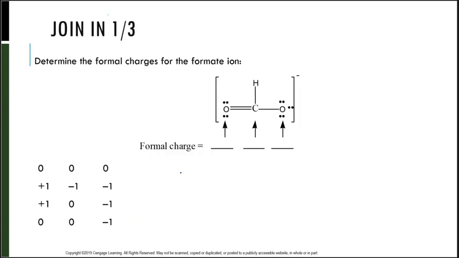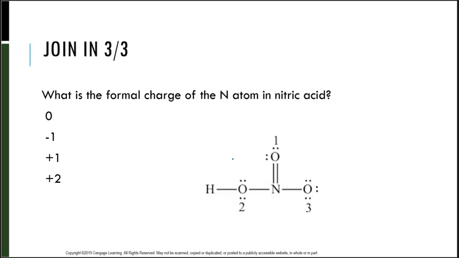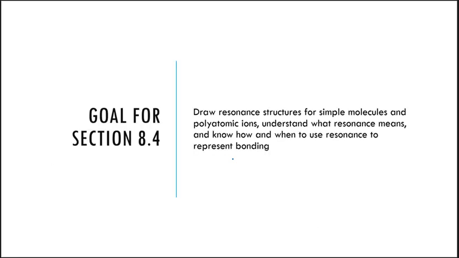Can you determine the formal charge for each of these oxygens and the carbon in this formate ion? Did you get 0, 0, -1? What about the formal charge of S in SO3? Hopefully you got +2. Not SO3 2-, but just SO3. What about this one? What's the formal charge of N in nitric acid? Hopefully you got +1. We're going to connect this when we move on to this section about resonance structures.